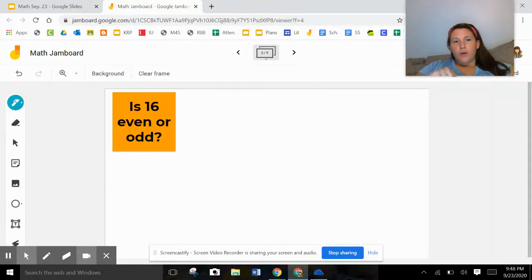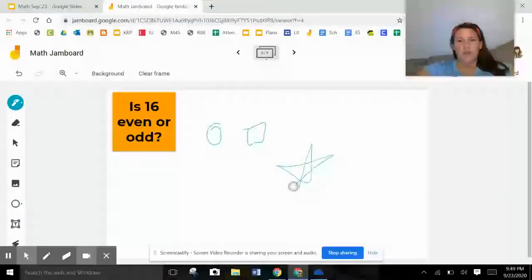All right, so our question on this page is, is 16 even or odd? You might already know the answer, but just like our learning statement said, I will draw objects to determine if a number is even or odd. So the first thing I'm going to do is show the number 16 as objects. I can do any objects I want. I can do circles, squares, stars, whatever I want.